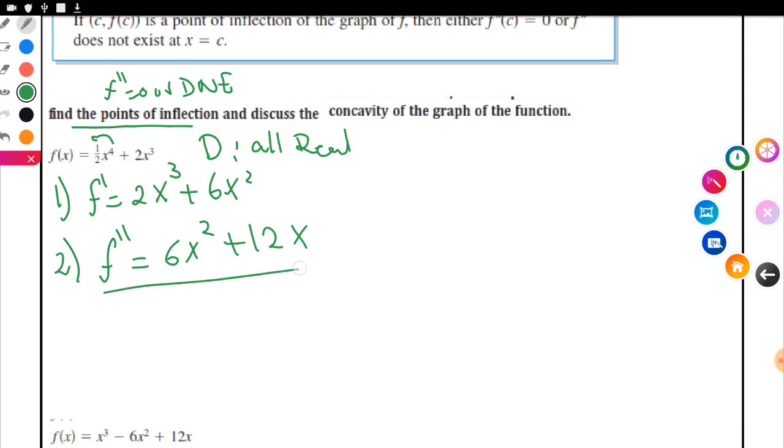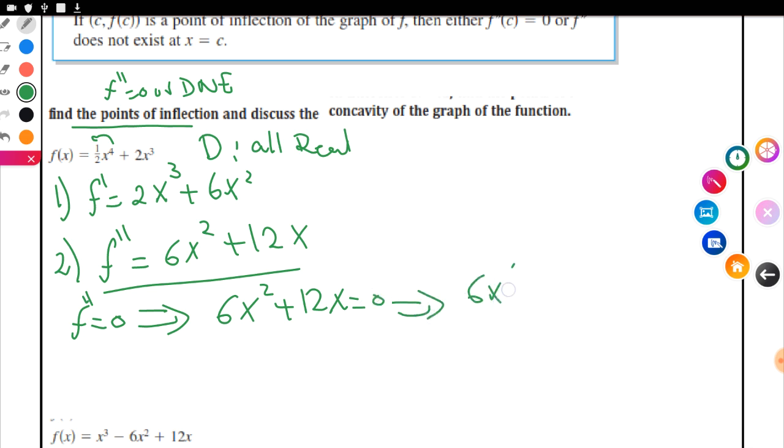Since the function is a polynomial, we find the value of x where the second derivative equals 0. There are no values of x at which the second derivative does not exist. So I find the values of x such that the second derivative equals 0: 6x² + 12x = 0. By factorizing, I take 6x as a common factor: 6x(x + 2) = 0, which implies x equals 0 or x equals negative 2.